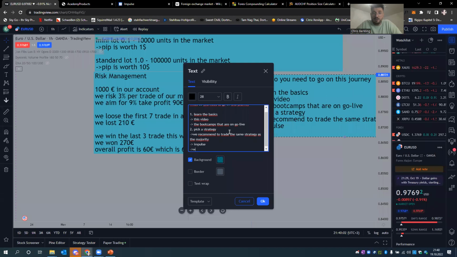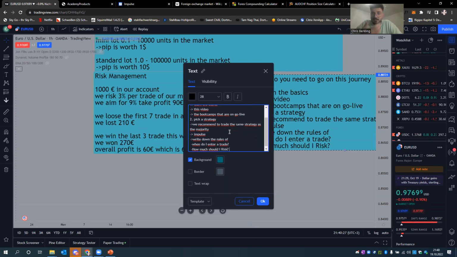And then write down the rules: when do I enter a trade? How much should I risk? And I'll explain this by time as well. Then when do I exit my trade? How big is my take profit and my stop loss? So you write down the rules, and this is going to be like your Bible when it comes to trading.